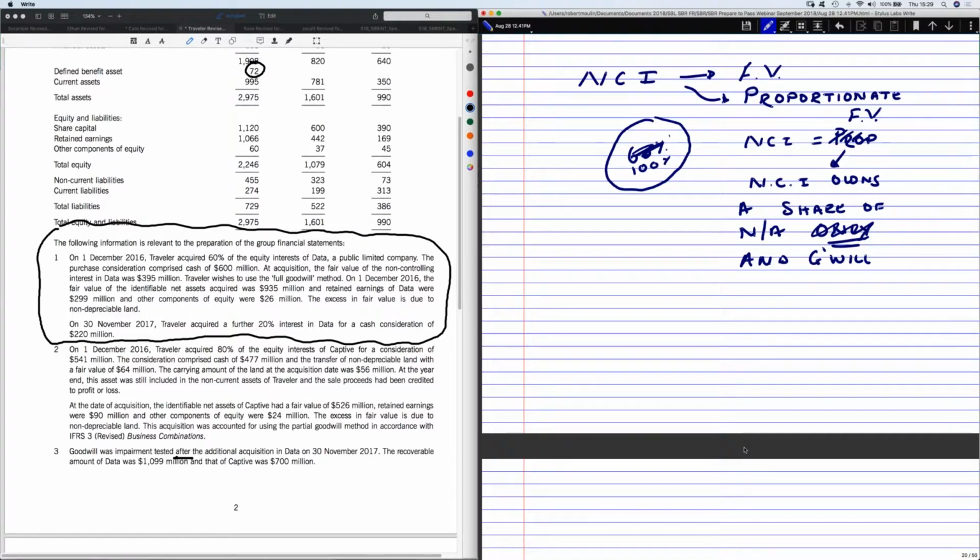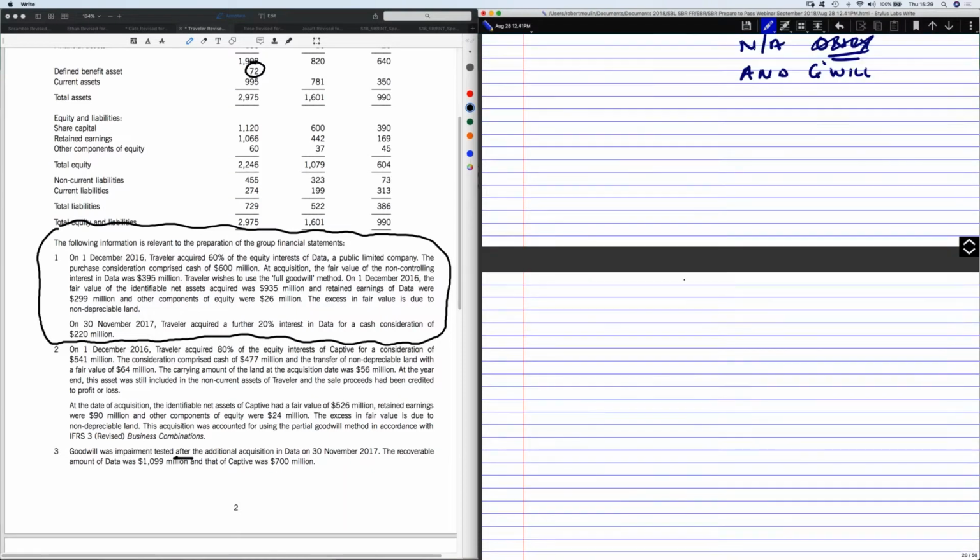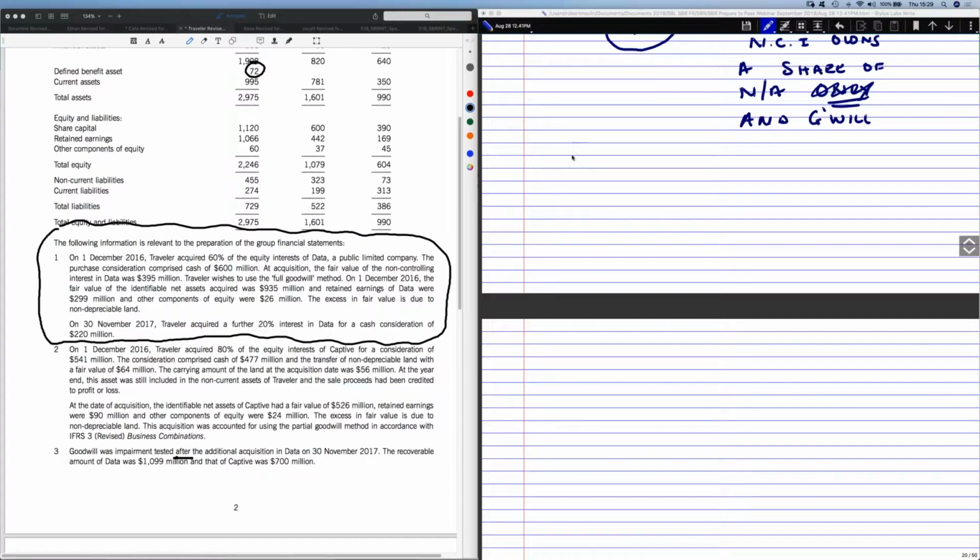Discuss with suitable calculations how goodwill would change if the policy was proportionate. Now, this is what I want you to think about, because I'm going to leave you, not now, you can't get rid of me yet, with a couple of questions to think about overnight. Let me write this down for you.